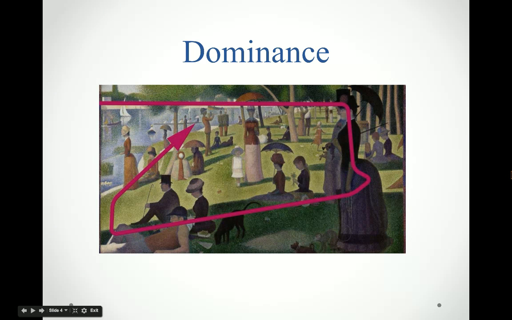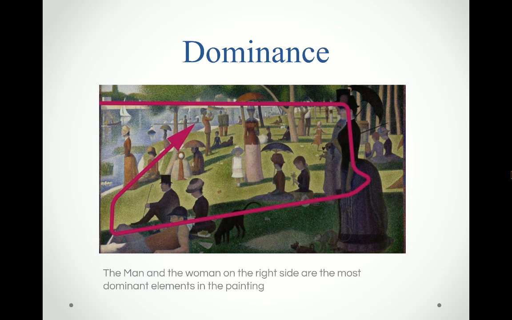In this painting by Georges Seurat, the man and the woman on the right are the most dominant elements in the painting. After your eye is drawn to the couple in the Seurat painting, you are prompted to explore other parts of the composition. Your eye continually gets drawn back to the couple because of their dominance, and then back throughout the composition again.